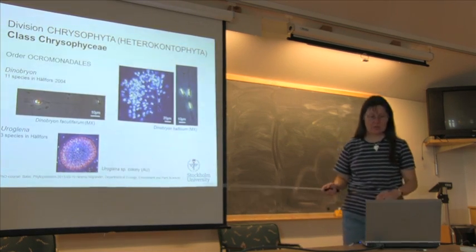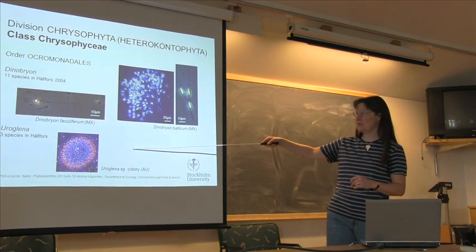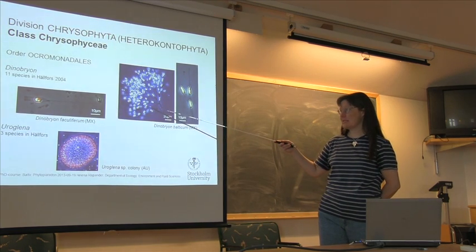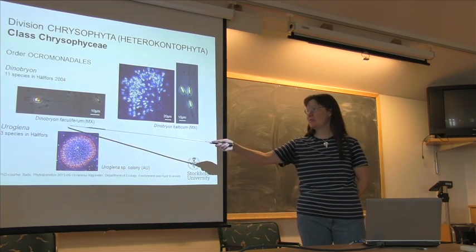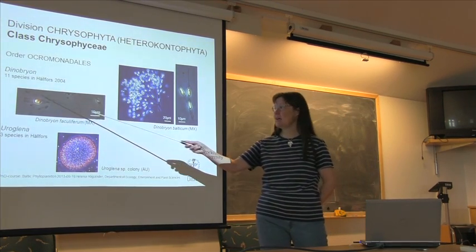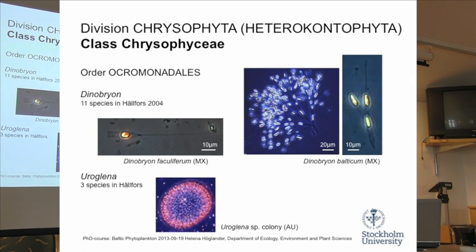And the most important groups here are this Dinobryon and Euglena. And there are two main species in the Baltic. We have this Dinobryon faciliferum. It's a solitary species. It has this lorica with one cell and a very long spine in one direction. None of the others look like this, so it's quite easy to identify. And then we have this Dinobryon balticum, and it's producing quite large colonies.